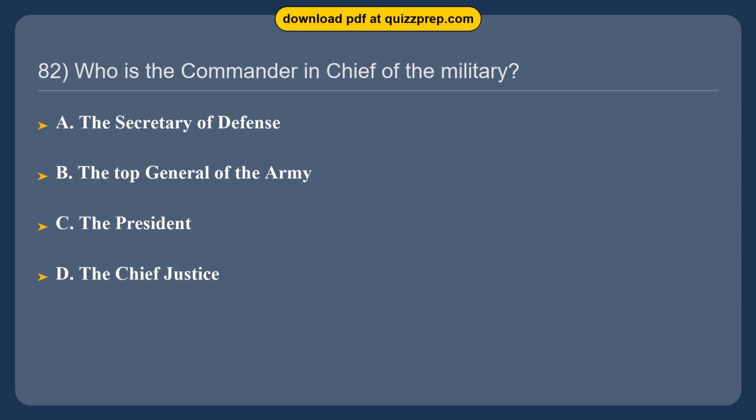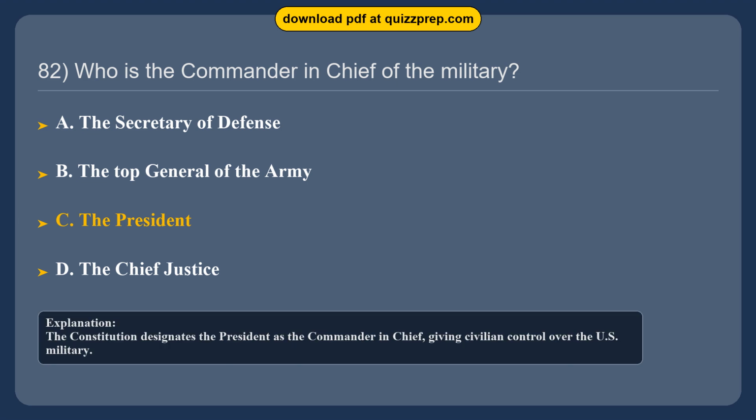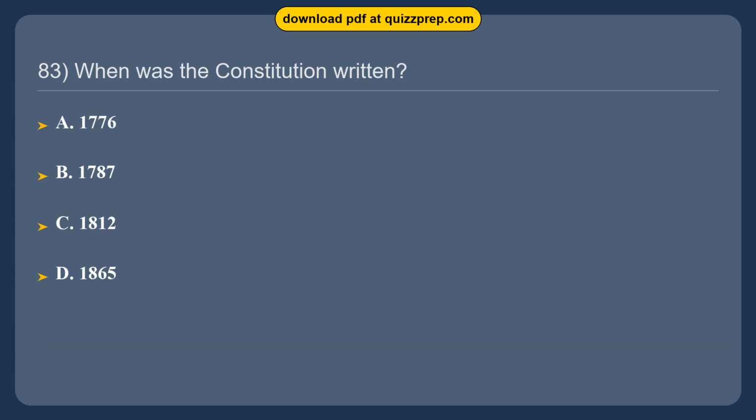Question 82. Who is the Commander-in-Chief of the military? Option A, the Secretary of Defense. Option B, the top general of the Army. Option C, the President. Option D, the Chief Justice. The correct answer is option C, the President. The Constitution designates the President as the Commander-in-Chief, giving civilian control over the U.S. military.